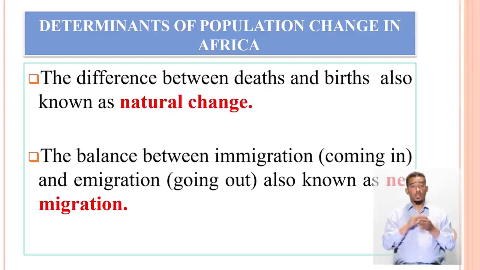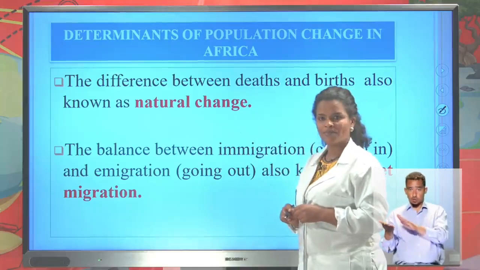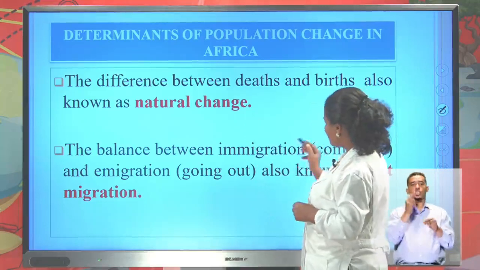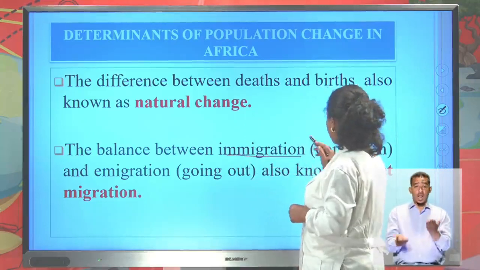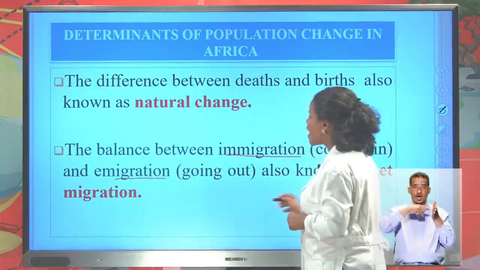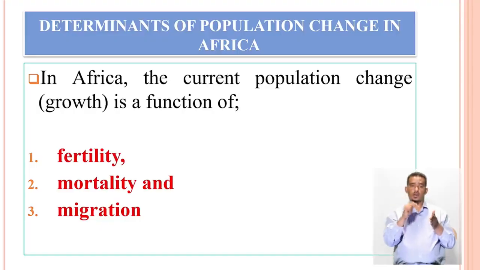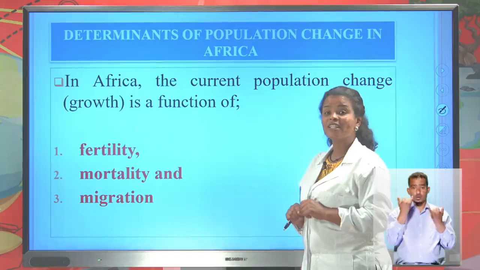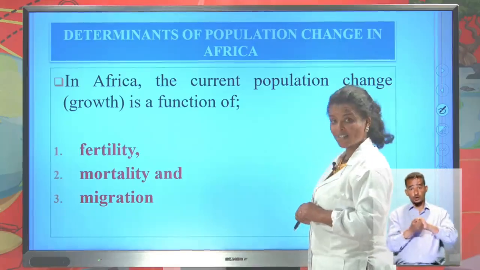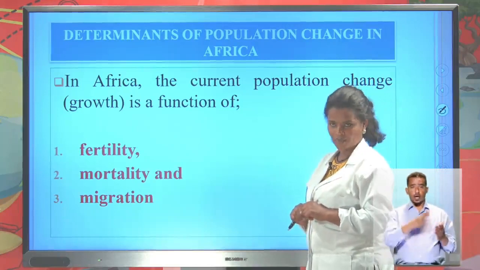As we have seen in the above explanation, the difference between birth and death is known as natural change. The balance between immigration and emigration is known as the net migration rate. So the current population change is the result of these three components, that is fertility, mortality, and migration.